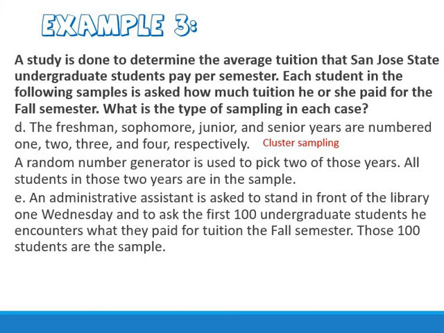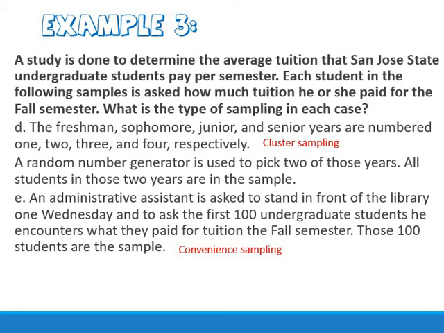between the two. And then finally, an administrative assistant is asked to stand in front of the library one Wednesday and to ask the first 100 undergraduate students he encounters what they paid for tuition for the fall semester. Those 100 students are the sample. Okay, that one was the convenience sample, where you just take the convenient sample as they walk by. And remember, that's the one that is pretty likely to be biased, because you're getting certain types of people potentially if you're just standing outside the library.